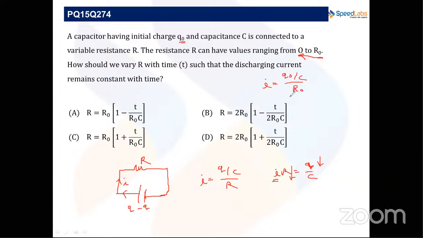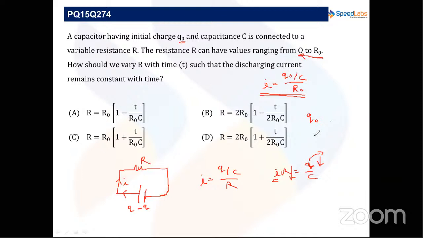not zero. Is that clear? This is the initial current, which is constant throughout. Now it is saying how it should vary, so if we write the value of Q, Q is charge at any time, right? So if I write charge at any time, the original charge is Q naught.